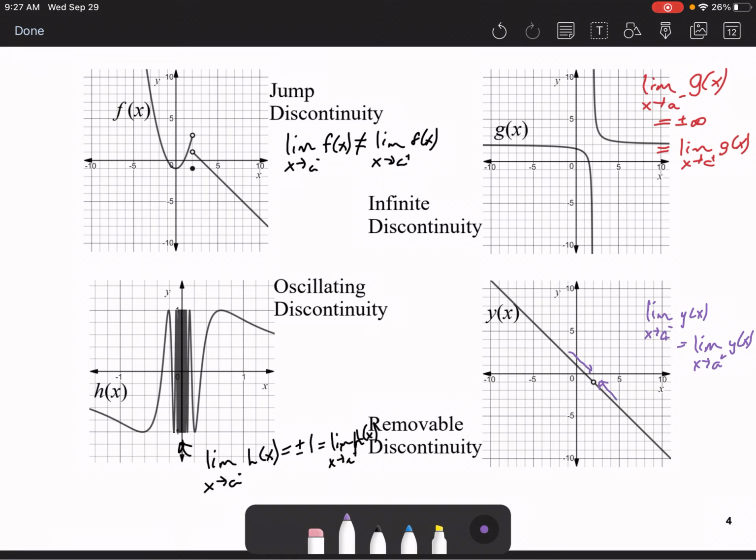So they actually approach the same value from the left and from the right. The only way you can fix it is if you define y of x as having the point 2 and -1. So you can redefine it if your function actually has that point. And if it has that point, then it's continuous.